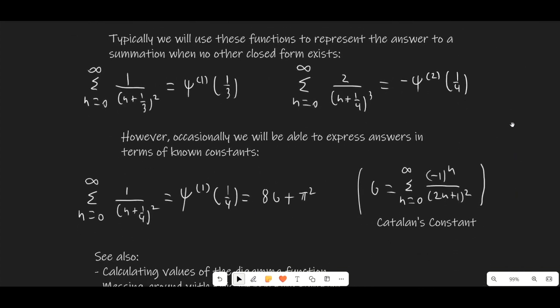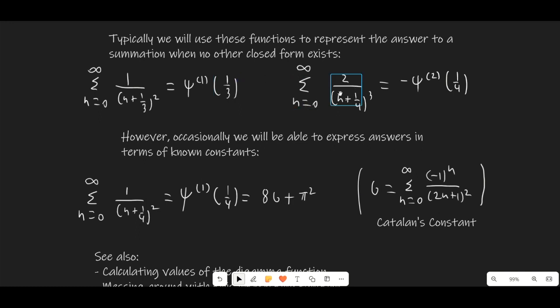Typically, we're going to use these functions to represent the answer to a summation where no other closed form exists. For example, the sum from n equals 0 to infinity of 1 over (n plus 1/3) all squared is just equal to trigamma of 1/3, and there's no other way to evaluate trigamma of 1/3, simply because with most of these functions, they don't have very many values that are known. So for example, trigamma of 1/3 is just trigamma of 1/3. There's no representation in terms of other constants.